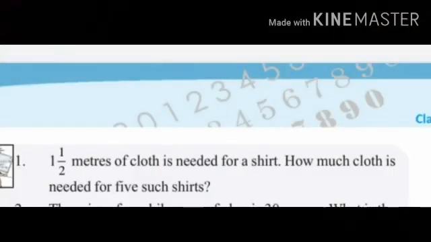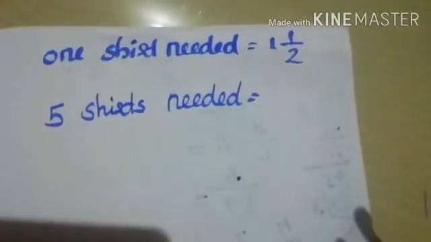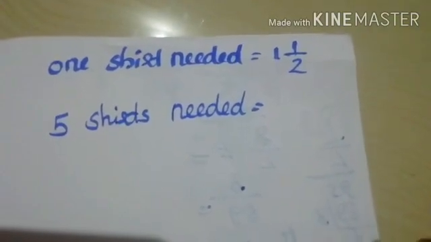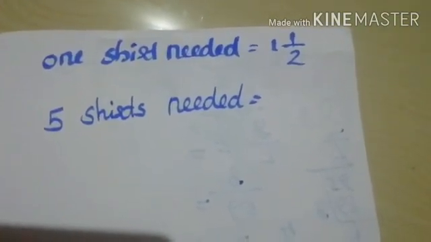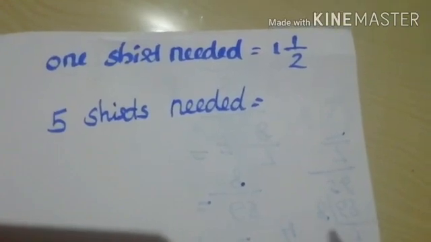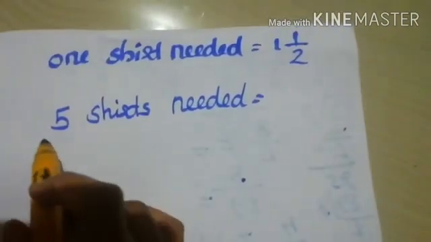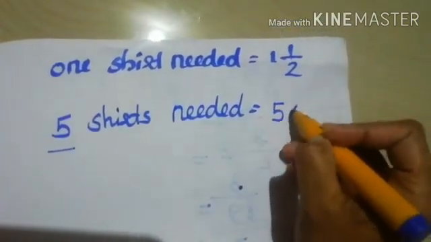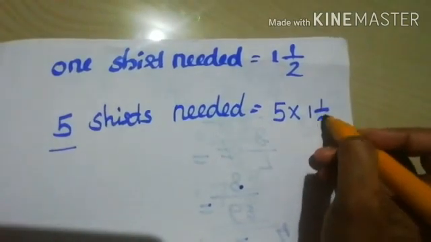My next question. 1 1/2 meters of cloth is needed for a shirt. How much cloth is needed for 5 such shirts? One shirt needed is given in our problem. It's 1.5 meters of cloth is needed for one shirt. We want to find out how much cloth is needed for 5 shirts. Here we need to multiply 5 into 1 1/2.